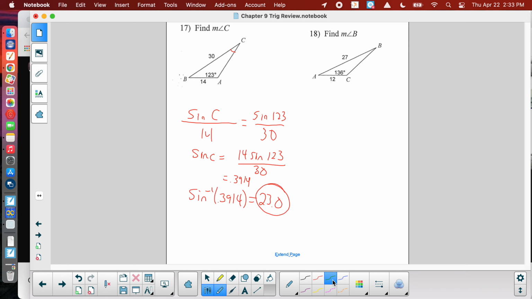So here, again, I want to find the measure of angle B, so sine of B over side B, 12, equals the sine of 136 over the side opposite that, which is 27. So sine of B is 12 sine 136 over 27. 12 sine 136, close parentheses, divided by 27 is 0.3087.